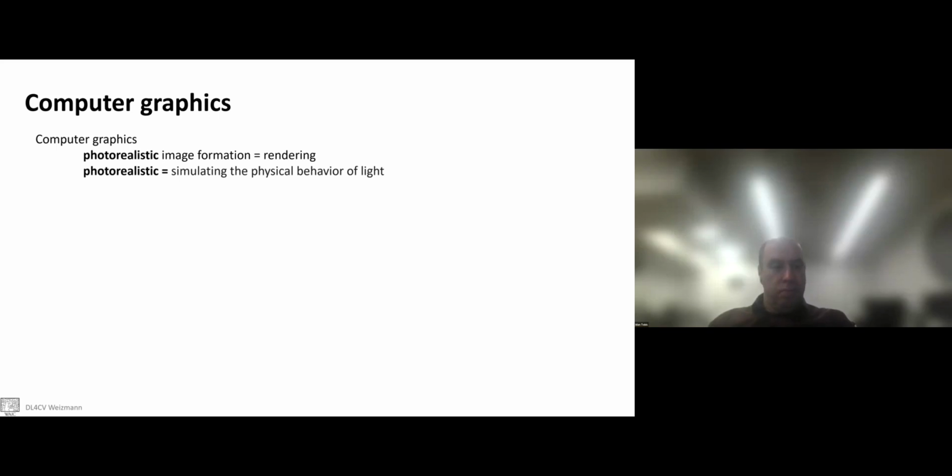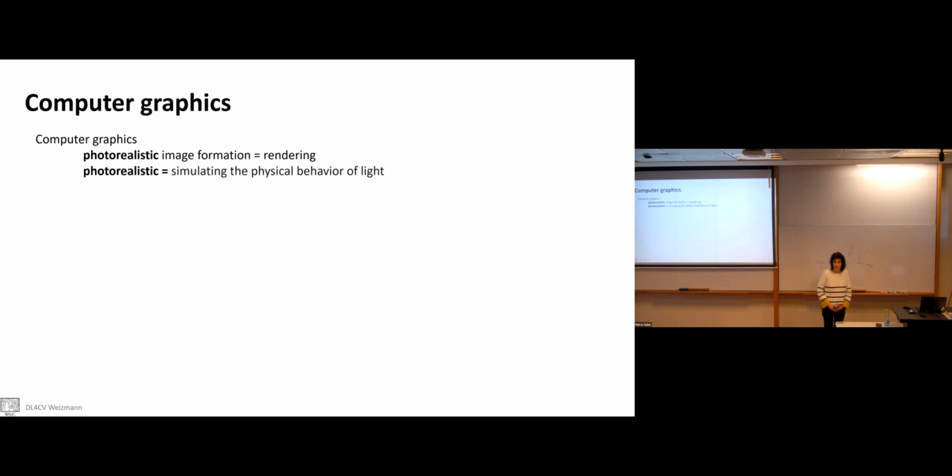In gaming. Yes, exactly. For example, games, movies, etc. So what is computer graphics? The idea of computer graphics is to render. What is to render? Is to produce photorealistic images, the emphasis is on photorealistic image formation. What is photorealistic? Photorealistic means simulating the physical behavior of light in a physical environment.